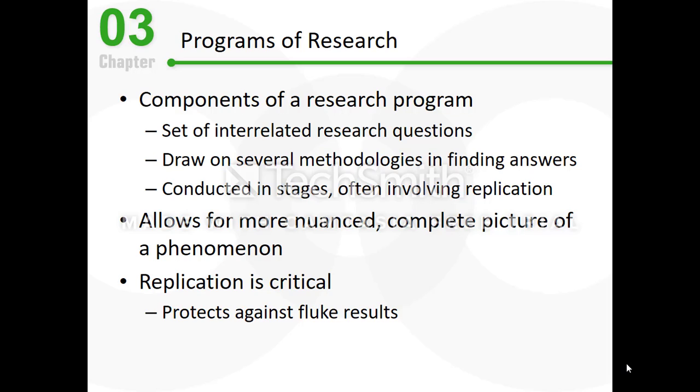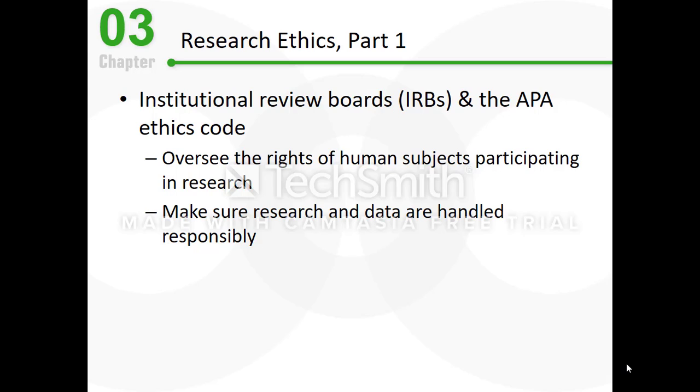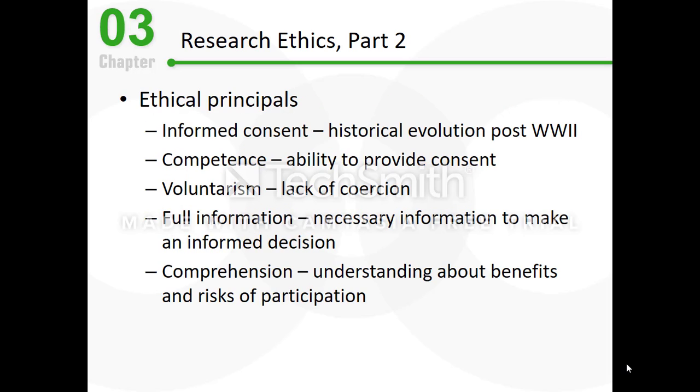So what are the programs of research? What are the components? A set of interrelated research questions drawn on several methodologies. It's conducted in stages, going for a replication. And replication is critical so that we can ensure that we're protecting against fluke results. Of course, everybody has to go through the IRB and follow the APA code. IRB oversees the rights of human subjects participating in research. And APA's ethics code makes sure that you're handling it correctly, in addition to what the IRB does.